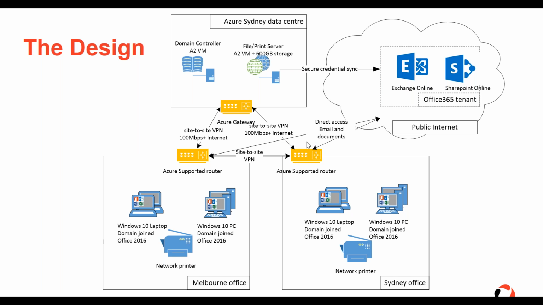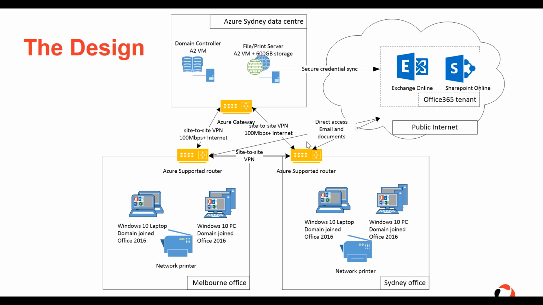In the scenario in this screenshot above, you'll see that the Sydney and Melbourne offices are identical. They each have PCs and laptops and at least one network printer. They each have a router that is on the Azure supported list, and there's a site-to-site VPN between the two sites so that the two computers can communicate with each other.